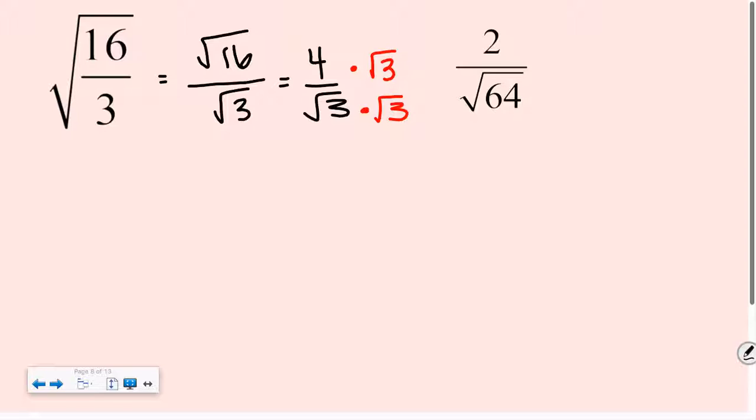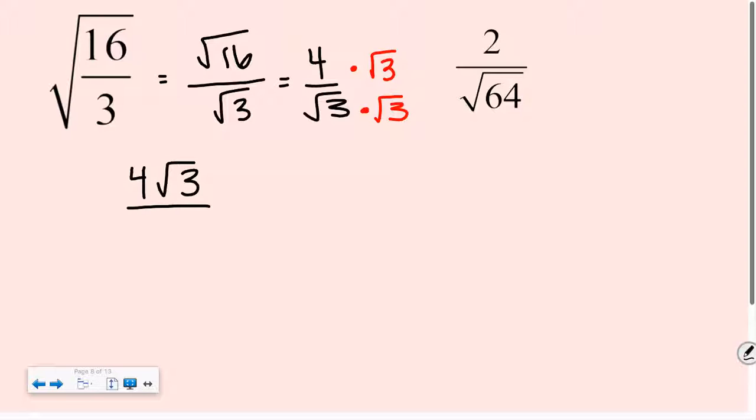Up top, 4 times the square root of 3. 4 is on the outside of a radical. 3 is on the inside, which means I can't multiply them and make them 12. It just stays 4 times the square root of 3. Because one's on the outside, one's on the inside, you don't get to multiply them together.